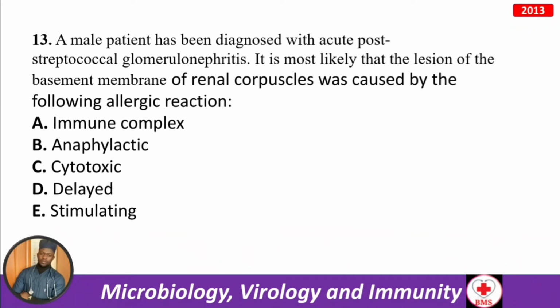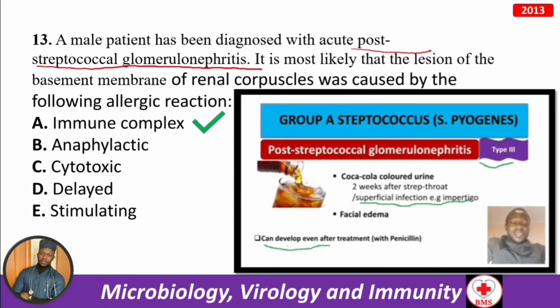A male patient has been diagnosed with acute post-streptococcal glomerulonephritis. It is most likely that the lesion of the basement membrane of the renal corpuscles was caused by the following allergic reaction, right? So it's immune complexes, right? Because the antigen antibody complexes will be deposited on the basement membrane, right? It's a type 3 hypersensitivity reaction, right? So you can see it here. I just picked a random slide from this video, right?